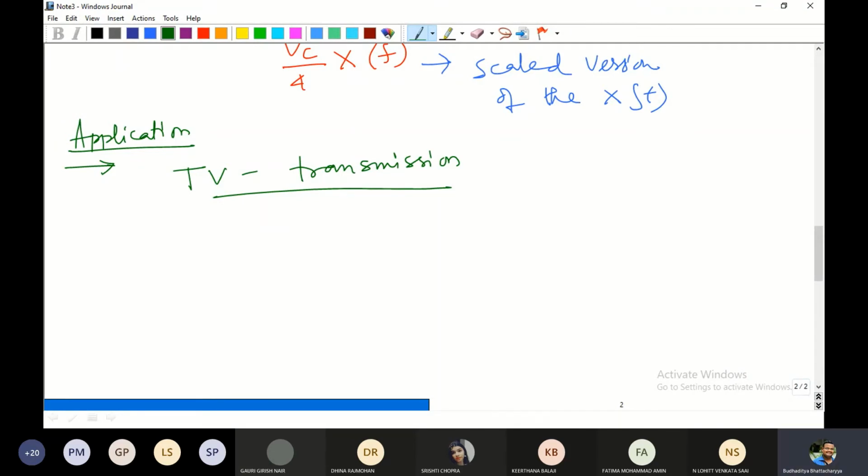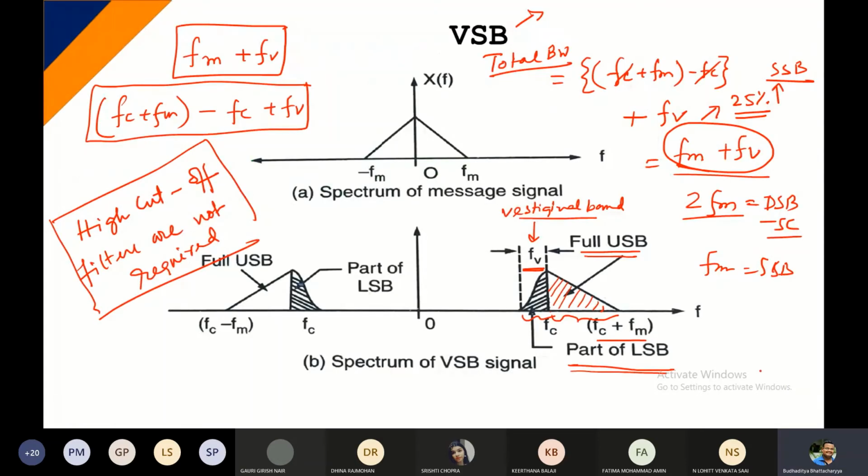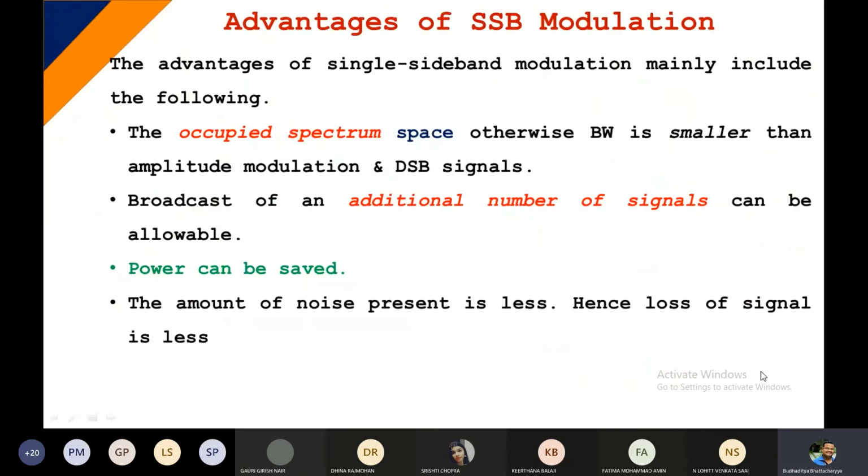So you can read different articles on this. You can see the interesting part of VSB, but we don't need that, so I'm not going much into that. But this is the application of it. All right, so this concludes our discussion on the AM modulator and the overall structuring of it.